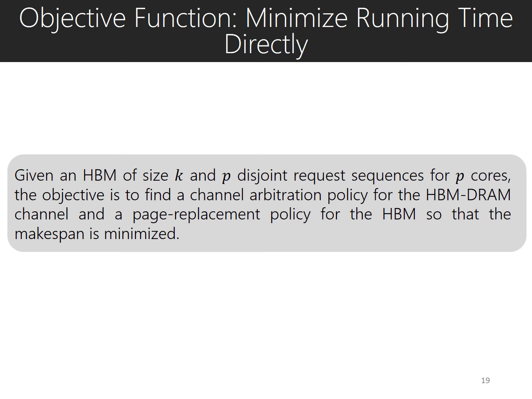The problem statement is that given an HBM of size k and p disjoint request sequences of p cores, the objective is to find a channel arbitration policy for the HBM DRAM channel and a page replacement policy for the HBM so that the makespan is minimized. We show that the offline version of this problem is strongly NP-hard. We do the reduction from 3-partition.